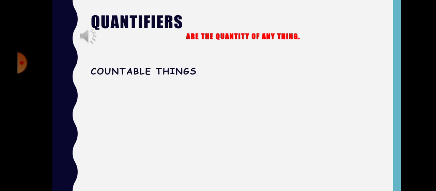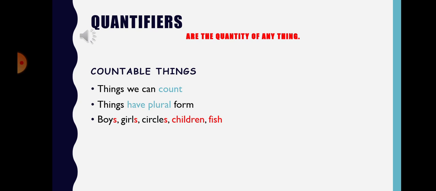Let's start with the countable things. Countable things are things we can count. If you can count this thing, so it is countable. And all of the countable things have a plural form. Like boy, can I count the boys? Yes. Can I say boys? Plural? Yes. So it is countable. Like girl, can we count the girls in the class? Yes. Can I say girls? Yes. So it is countable.